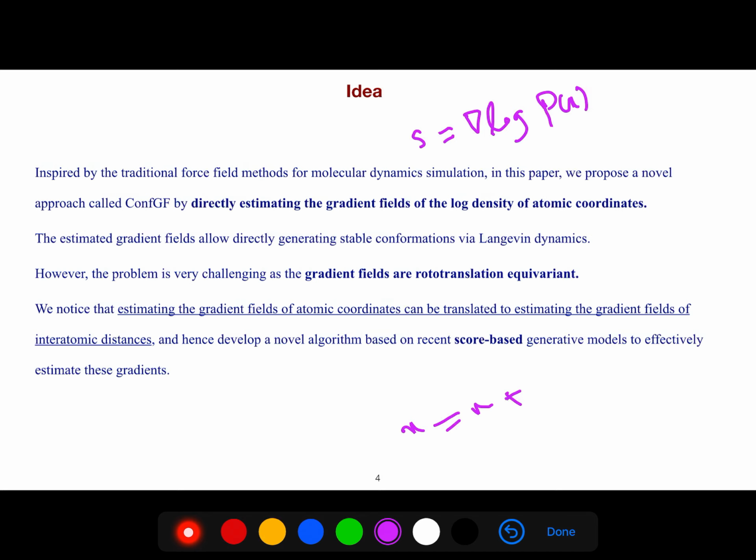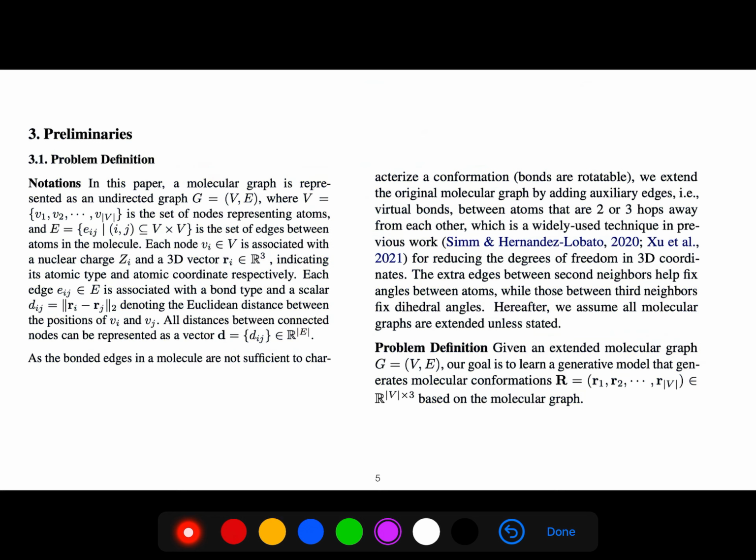And so we noticed that estimating the gradient fields of the atom coordinates can be translated to estimating the gradient fields of interatomic distances, and hence develop a novel algorithm based on recent score-based generative models to effectively estimate these gradients. So when we say R, it means the molecular conformation, R1, R2, and Ri is in R3, a 3D vector.